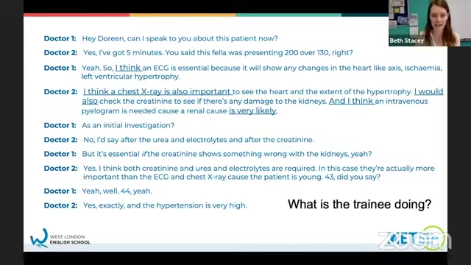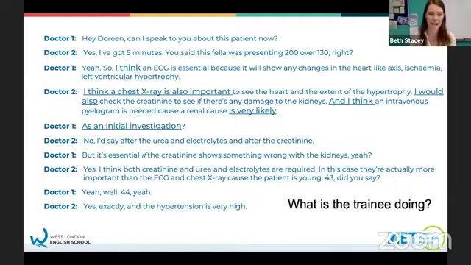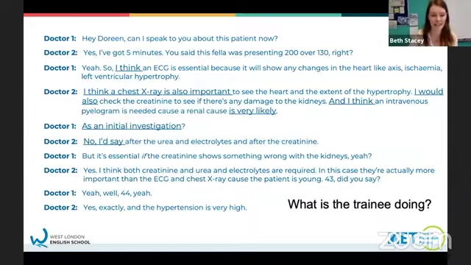And I think a renal cause is very likely. So they sound quite certain, still giving their opinion. So Dr. 2 is definitely helping Dr. 1 in some kind of way. And the trainee says, as an initial investigation. So it's kind of clarifying, asking for a little bit of help or maybe advice.